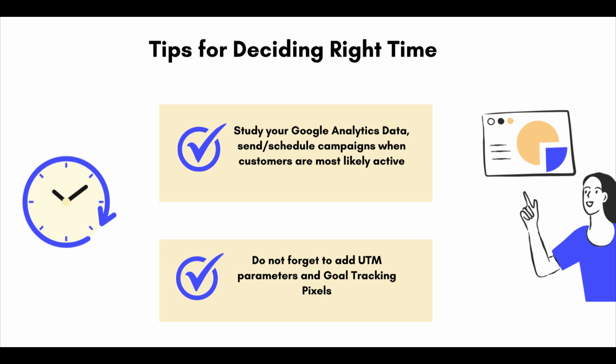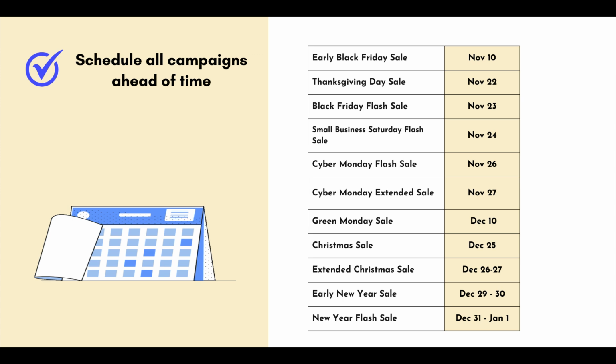Track your results. Add UTM parameters and goal tracking to your notification URLs. This will allow you to measure success accurately. It is important to schedule your campaigns ahead of time so you can relax during holidays. We've even included a list of all the major holiday dates to help you get started.